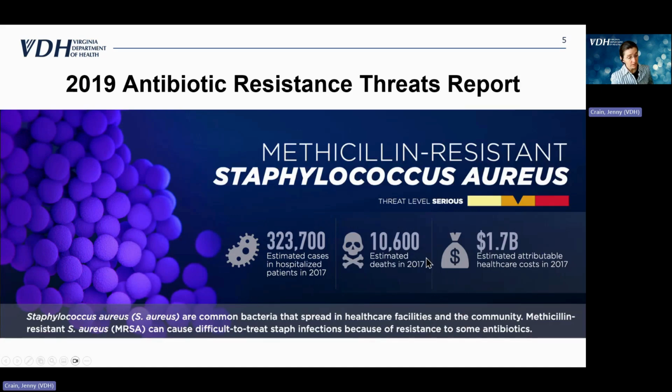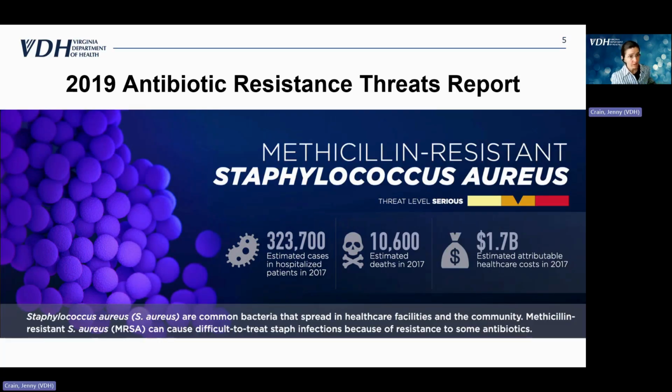So this is a little bit of an older report from CDC, but it is the most recent antibiotic resistant threat report that we could find specific to MRSA. CDC estimates there are about 75,000 invasive infections of MRSA every year, and that results in about 10,000 deaths. This is about a 16% decrease, at least in 2019, from previous years.